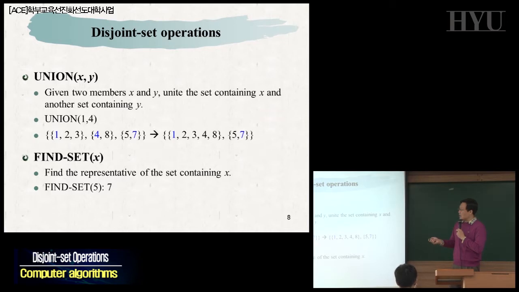In this case, we used 1 and 4, and they are representative members. But union 2 and 4 or 2 and 8 is possible. We don't have to use the representative members. We can use any members.